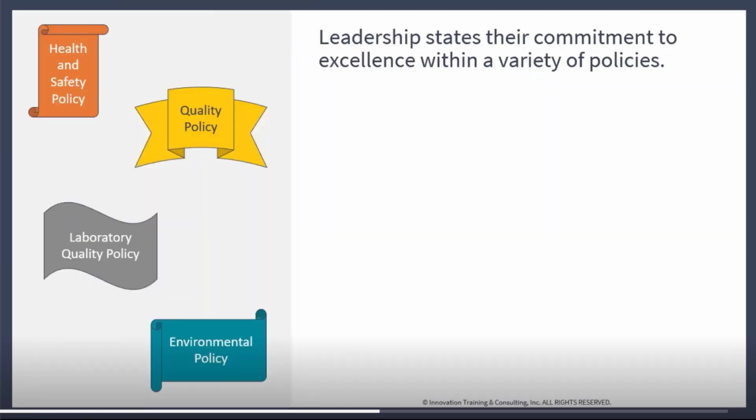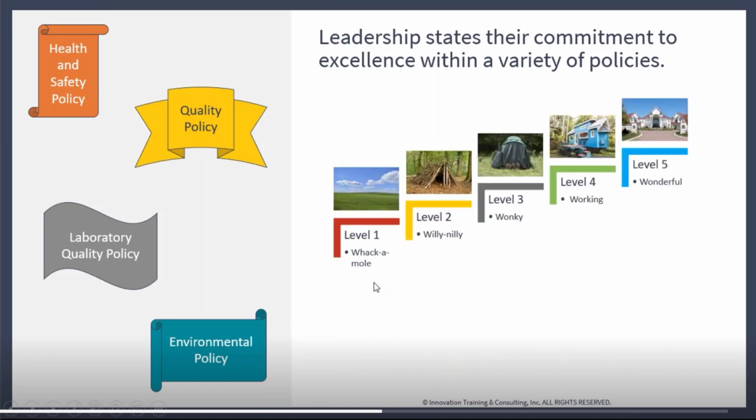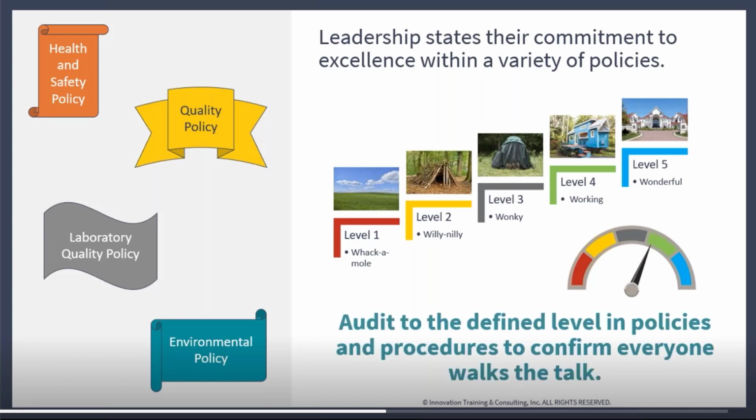So I represent this as different levels, and I've used housing as an example because level 3 is where you get to keep bugs out. Level 4 is where you get running water and electricity. And you could think of this as a gauge as well. Right? And so even though initially you think about we're auditing to the requirements in the standard, right? That's thing 1. But thing 2 is how great are we supposed to be?